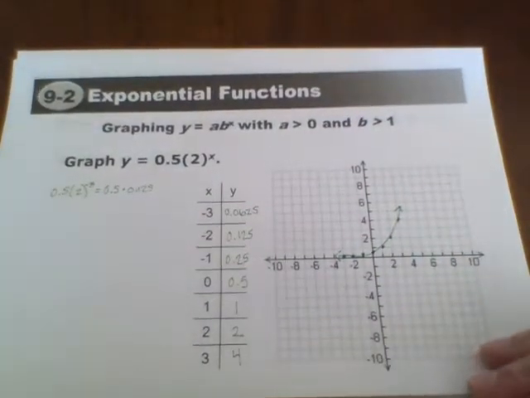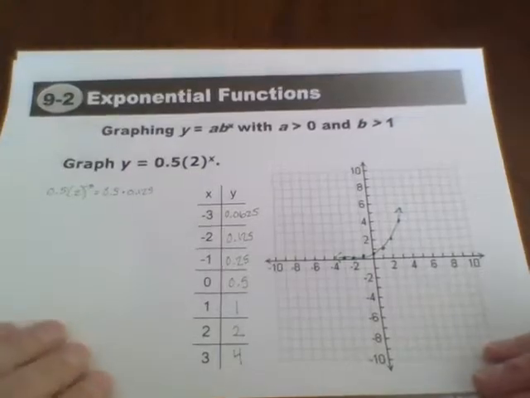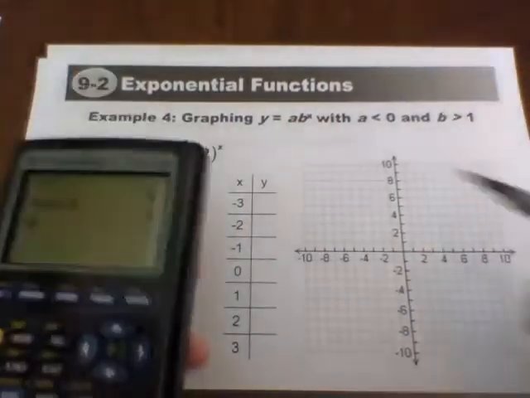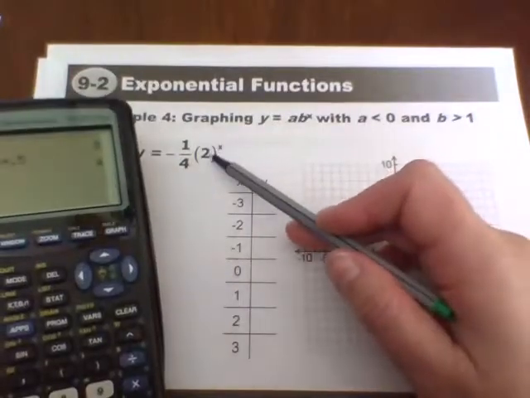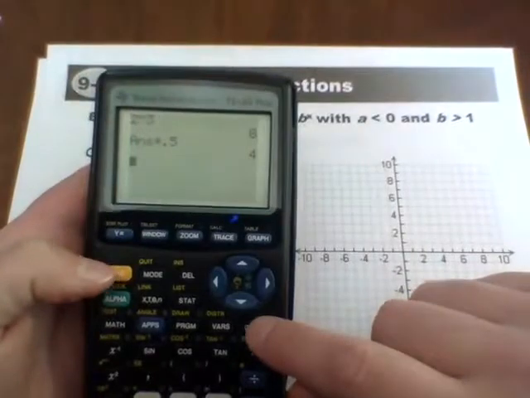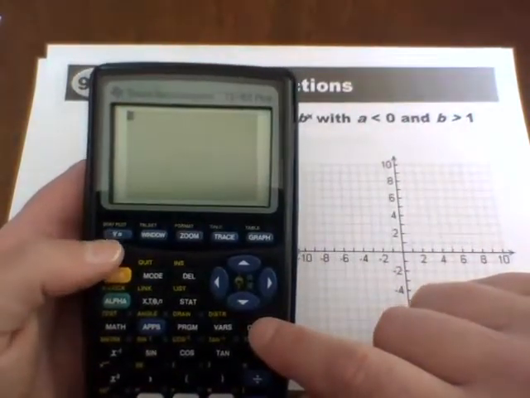All right, so that is graphing of 0.5, 2 to the x. So let's say that you do not want to take the time to do each of these steps every time, 2 to this power and then multiplying by that number out front. You can use your calculator to make this a little bit easier and more applicable.